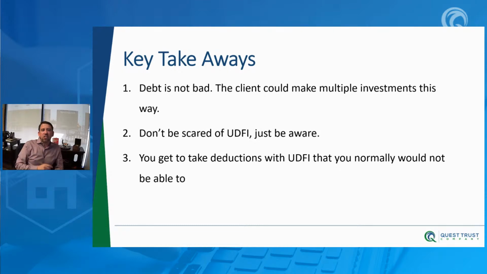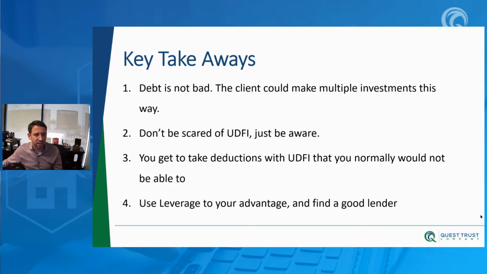You get to take deductions with the UDFI that you normally wouldn't. Normally, when we do a deal with an IRA, I don't get to claim depreciation. You know why I don't get to claim depreciation? Because none of my profit is taxable. However, once you insert that UDFI tax, my IRA now gets to claim any of those off-scene expenses. So it's a great thing to leverage and utilize, right?